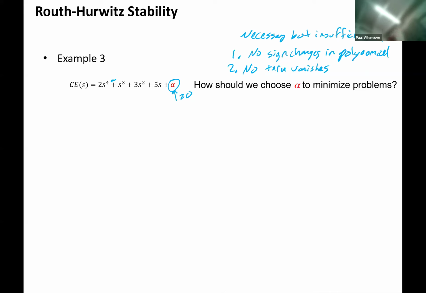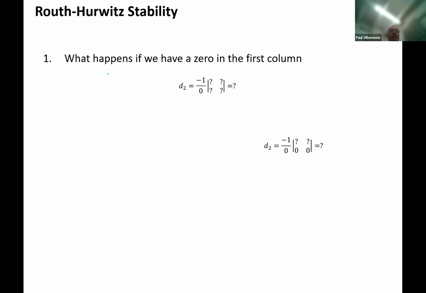So I see a negative there. It's unstable. Or if this didn't exist, say 2s to the 4th plus 3s squared plus 5s plus 2, I know that that is an unstable system because this term vanished. There is no s cubed term. So those are the necessary conditions, but they're not guaranteed to be enough. So that's why we have to do the Routh-Hurwitz. So let's take a look at a goofy example.